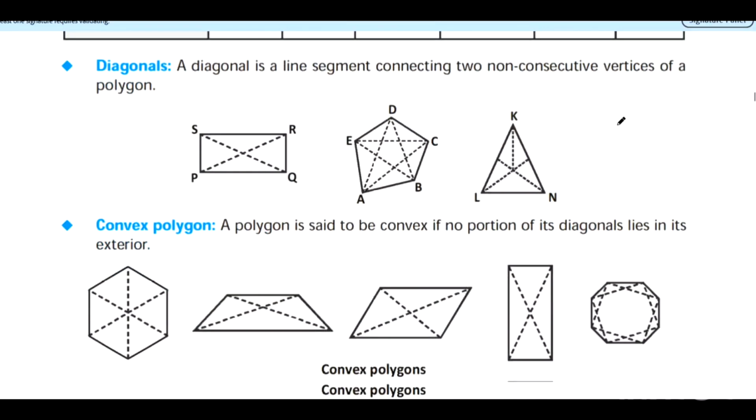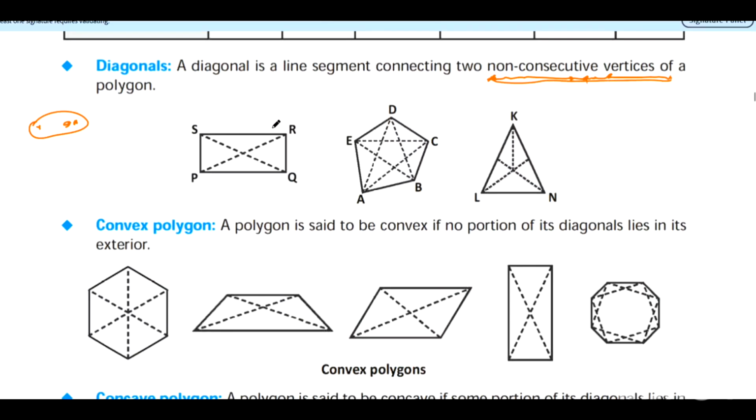Now I will make you know what is meant by diagonals. Diagonals are the line segments connecting non-consecutive vertices. One is consecutive, and one is non-consecutive. Consecutive means after one. So when I say we are joining non-consecutive vertices, that means we are not joining this one to this. If I join S to R, I am joining consecutive points, right? But if I join S to Q, then I am joining non-consecutive points. So diagonals are the line segments when we join non-consecutive vertices of a polygon.